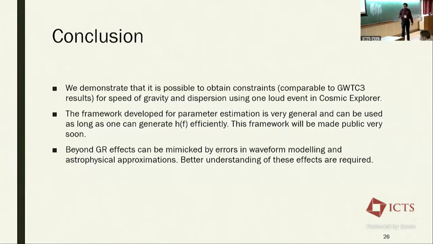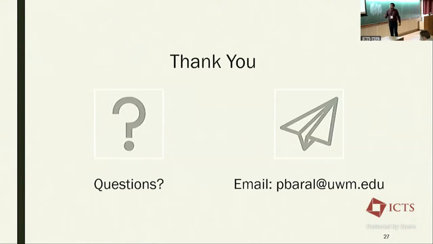But there is always one disclaimer or caution. Even in LIGO, when we do a measurement, we have to be very careful that there are no waveform systematics or astrophysical effects. For example, if we model the rotation of Earth incorrectly, this can come up as a beyond GR effect, but that's just because the waveform that we are using is incorrect. So a better understanding of these effects is required, and this is primarily future work. Okay, so thank you, and I'll be happy to take questions.